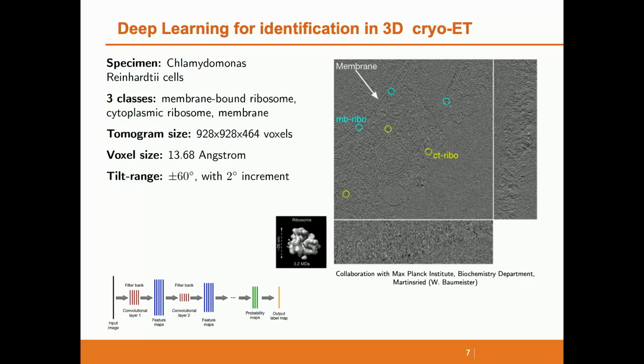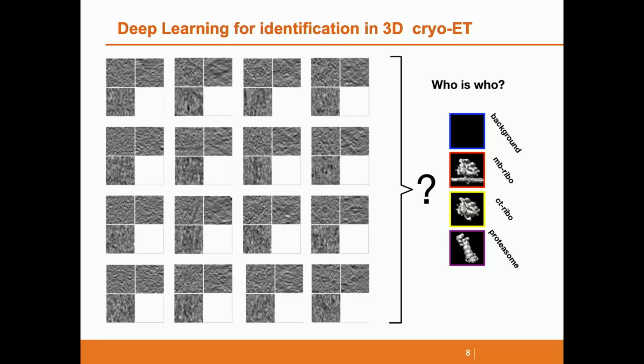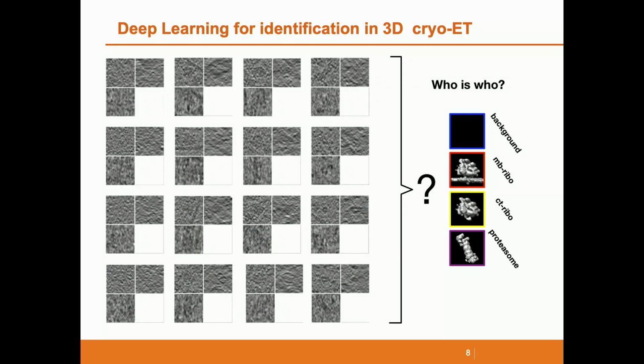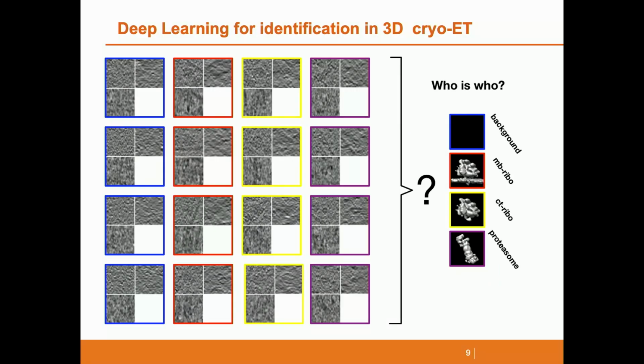To give you an idea of the problem, I'll show you here a few sub-tomograms. The quiz is to detect who is who in these 16 sub-tomograms. So where are the background, the proteasome, the ribosome bound to the membrane, and the ribosome? I guess no one here is an expert able to detect who is who in these subtomograms. So you need experts to label such subtomograms, right? And the answer is the following one.